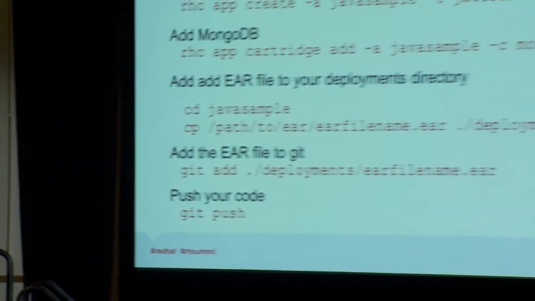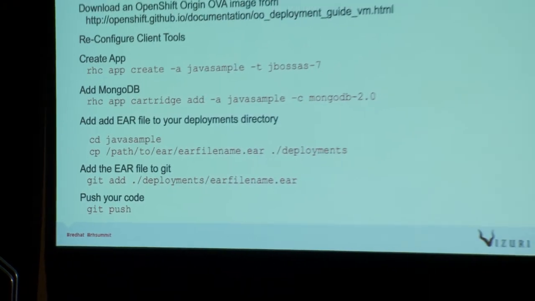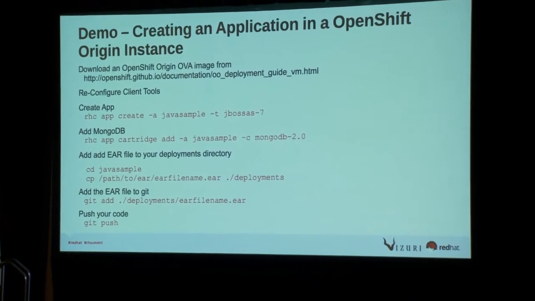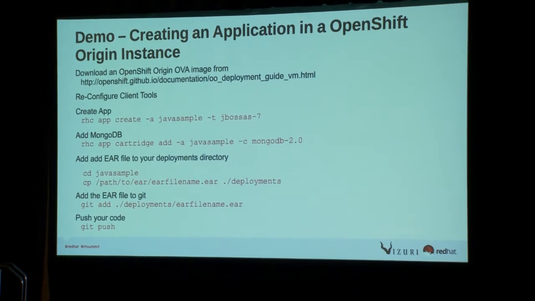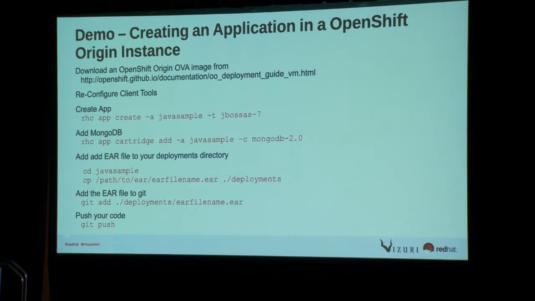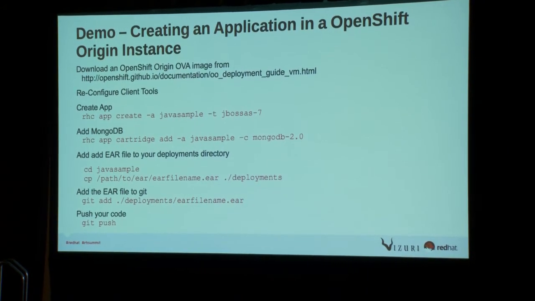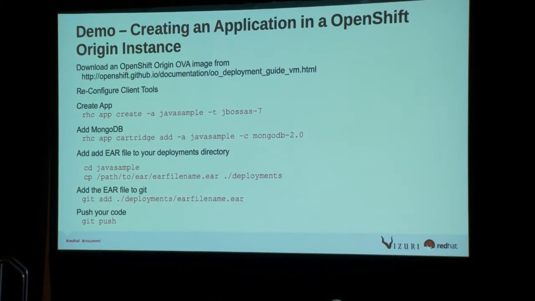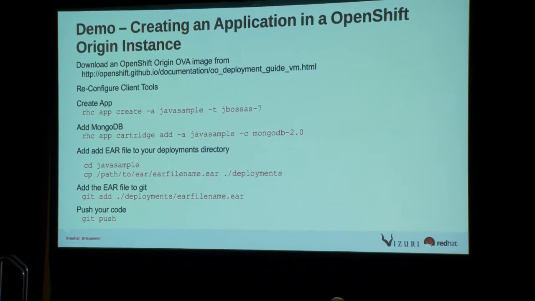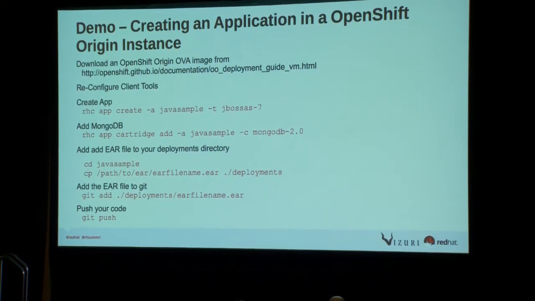And so we'll demo creating an application. You can do the same sort of demo in an OpenShift Origin instance where you do an rhc create app. Same sort of command line. The only reason I'm repeating this one is to point out that what we're deploying in OpenShift Online is the same process that I would use to deploy to an OpenShift Origin. Same tool, I've just changed my environment.